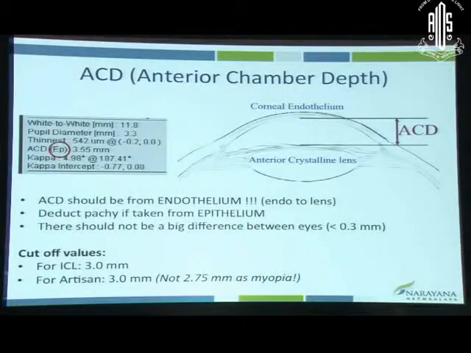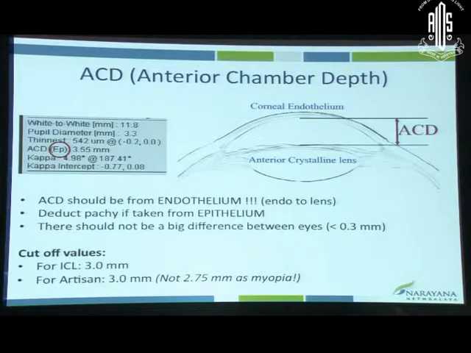Shallow anterior chamber depth is quite common with the hyperopias. And when we talk about anterior chamber depth with phakic IOLs, a lot of time we get fooled by the numbers. Now for ARTISAN, they say that you can implant this lens in 2.75 millimeter AC depth and you might be fine. Well, that's about myopia, not about the hyperopia.